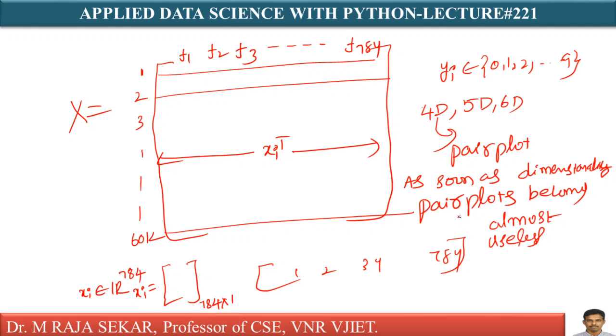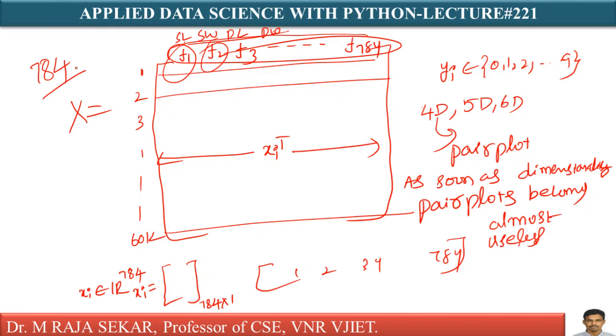If you have a large number of dimensions, as this particular data set has. In the case of the iris data set, with sepal length, sepal width, petal length, petal width, you have only 4 dimensions. But here each pixel is treated as a dimension. Therefore, it has 784 dimensions. Visualizing these 784 dimensions with pair plots is almost useless.